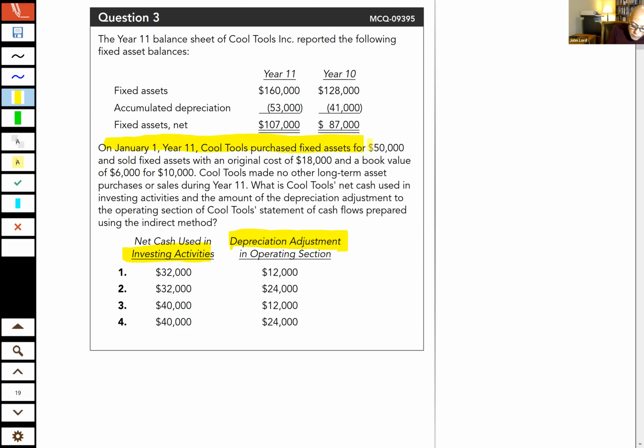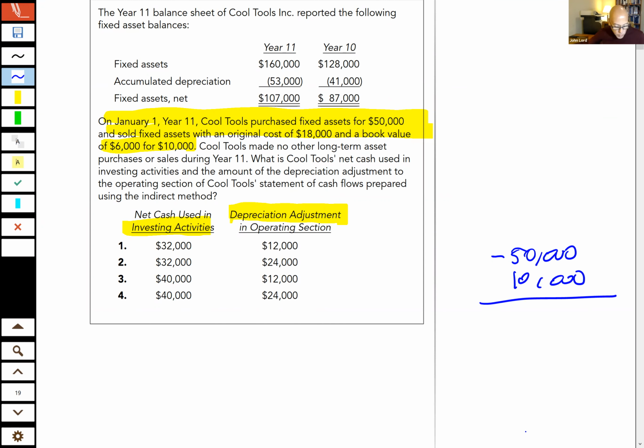They tell me they purchased a fixed asset for 50,000 and sold a fixed asset with an original cost of 18 and a book value of 6 for 10,000. Cool Tools made no other long-term asset purchase or sale. Once I see that, if they spent 50,000 but brought 10,000 in from the sale of that equipment, then the cash used for investing activity is 40,000. So I quickly get rid of 1 and 2, A and B, based on that quick analysis.